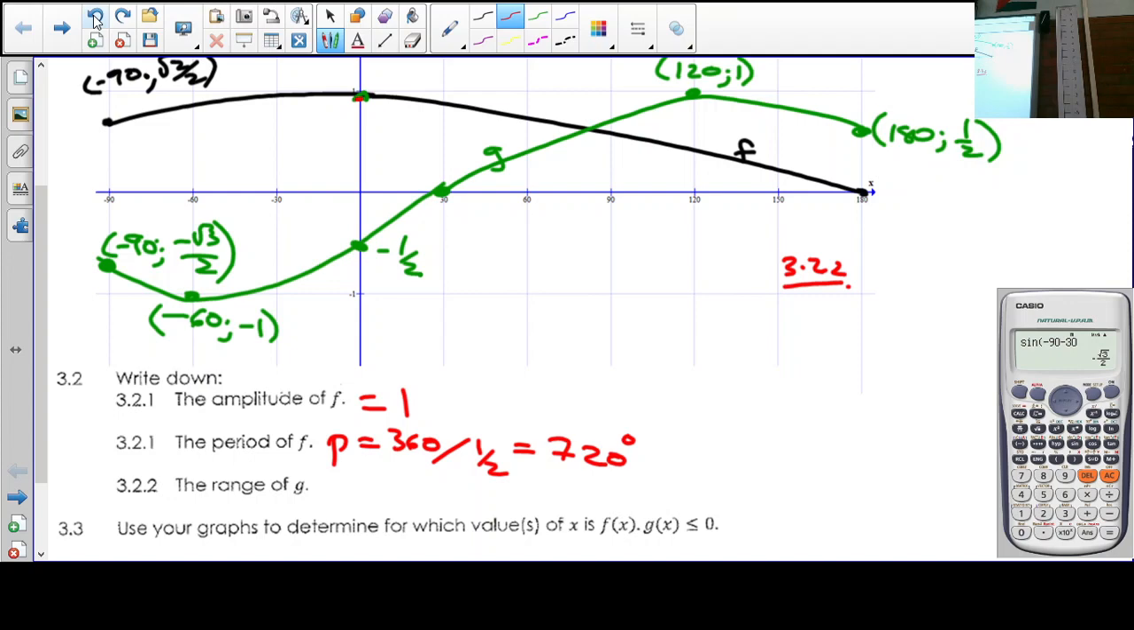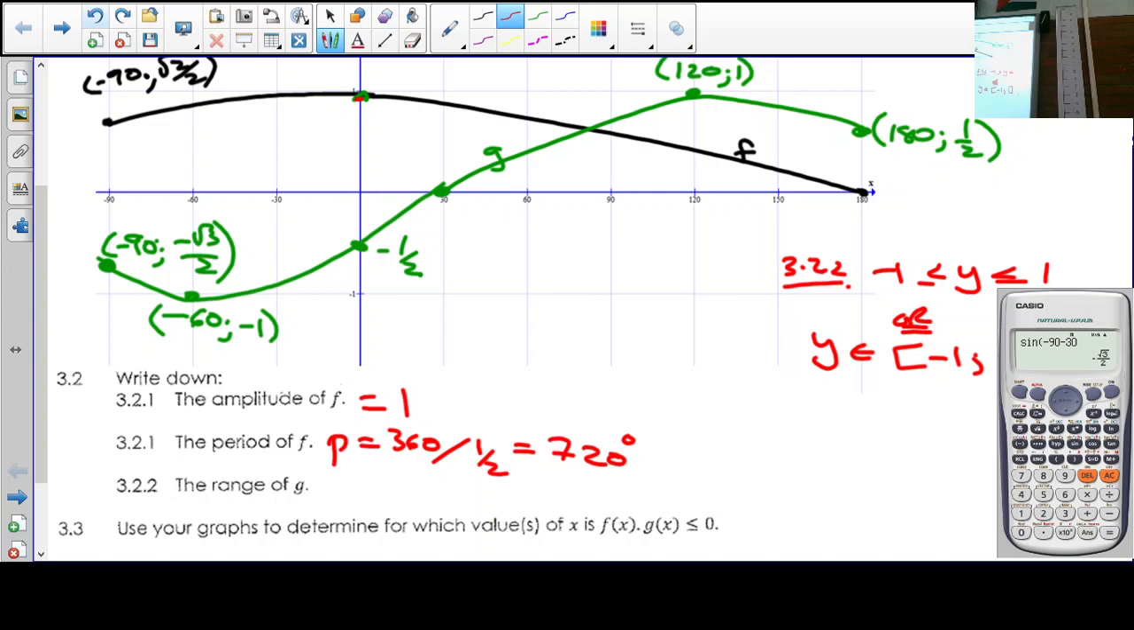So how do I write the range? y is greater than or equal to negative 1, but less than or equal to 1. Okay, that is inequalities. Or you could have written it in interval notation. So y is an element of, it has to be a square bracket, because that's inclusive, negative 1 and 1, square bracket. Okay.